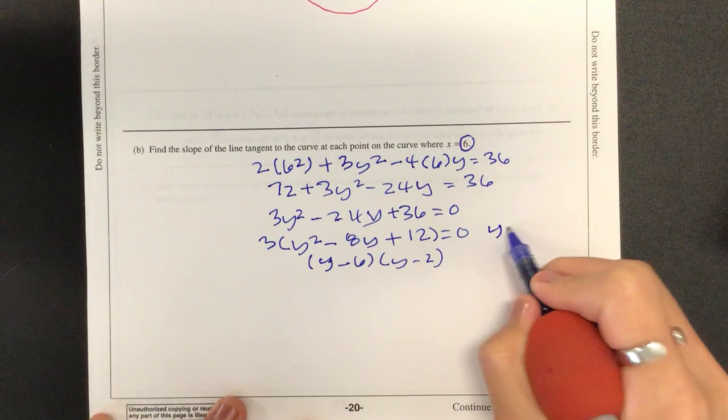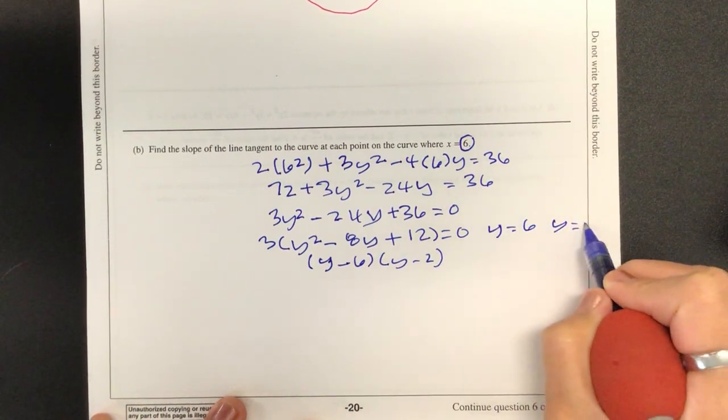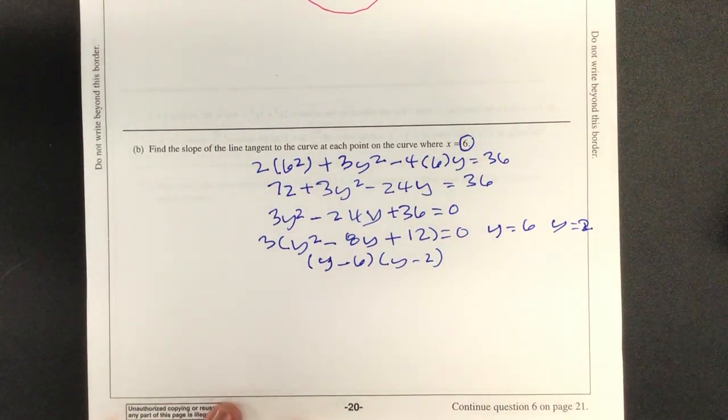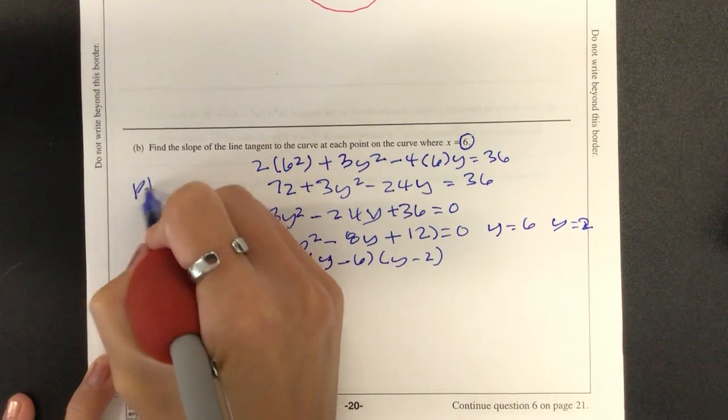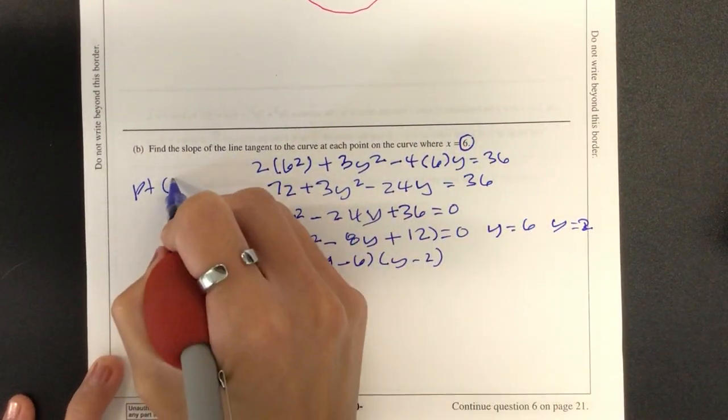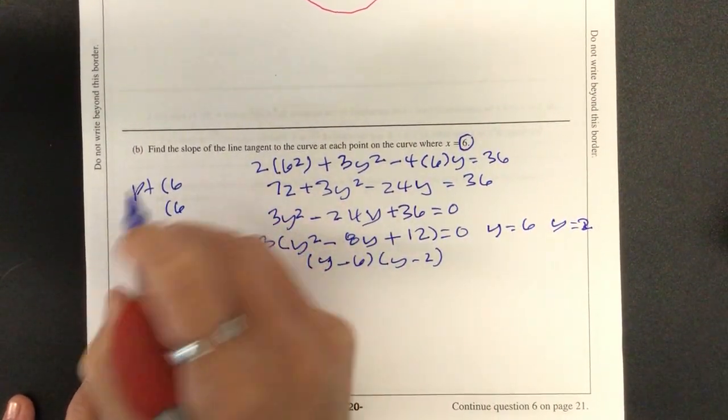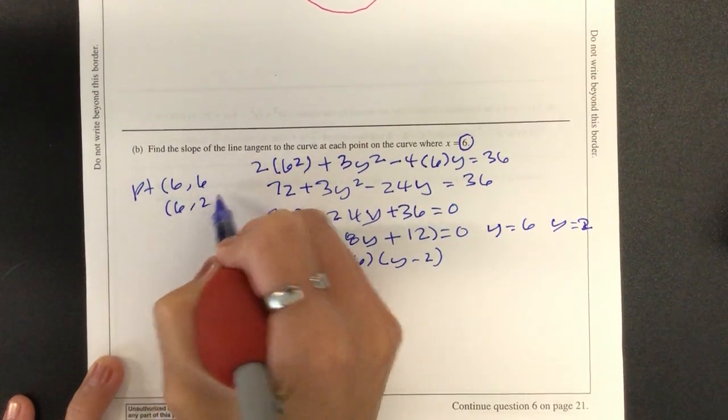And what that basically means is I have two values. The first y value is 6. The second y value is 2. Are we okay with that? So my points are, they gave us my x is 6, no matter what, and the two y values I found were 6 and 2.